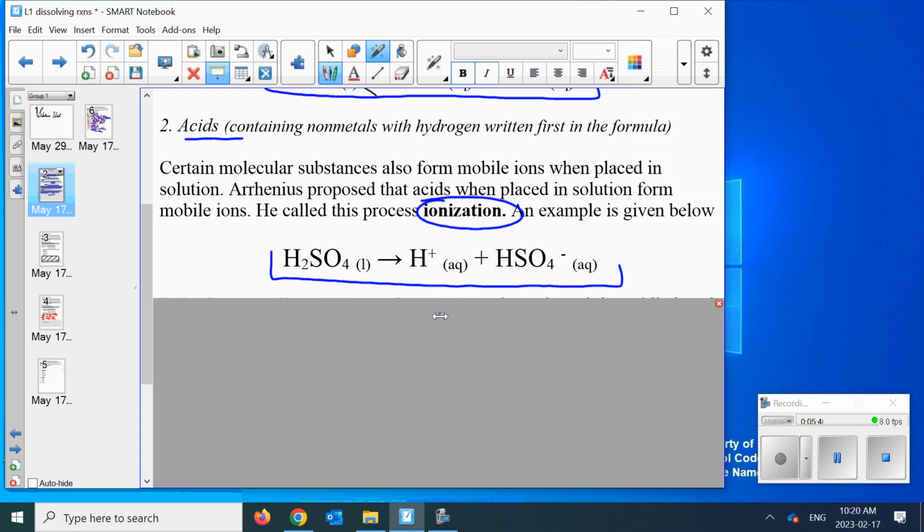So there's an example. H2SO4, that's called sulfuric acid. If you remove one H plus in water, now it's acidic. That's what makes water acidic, because the H plus is released. More about that next. Jot that down.